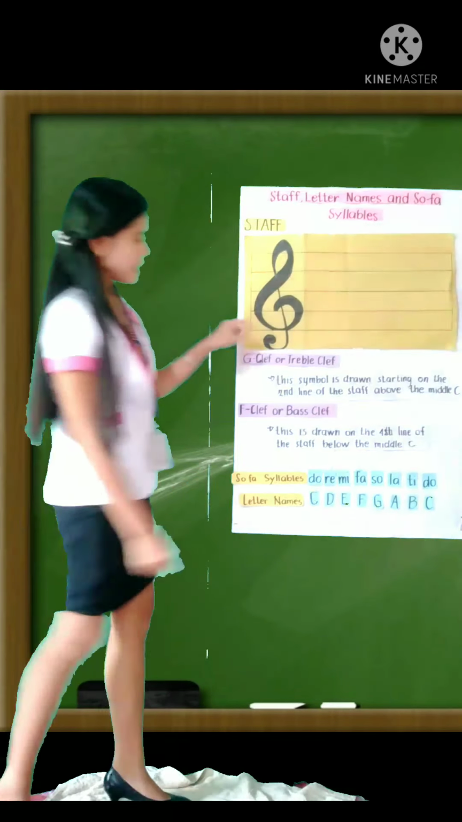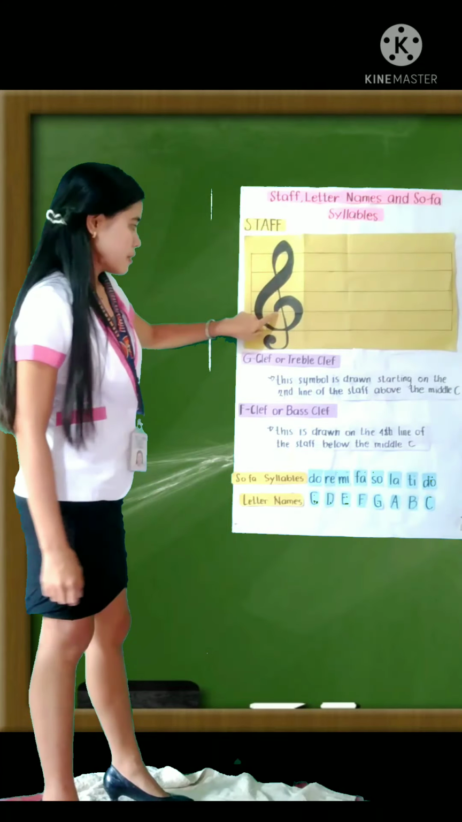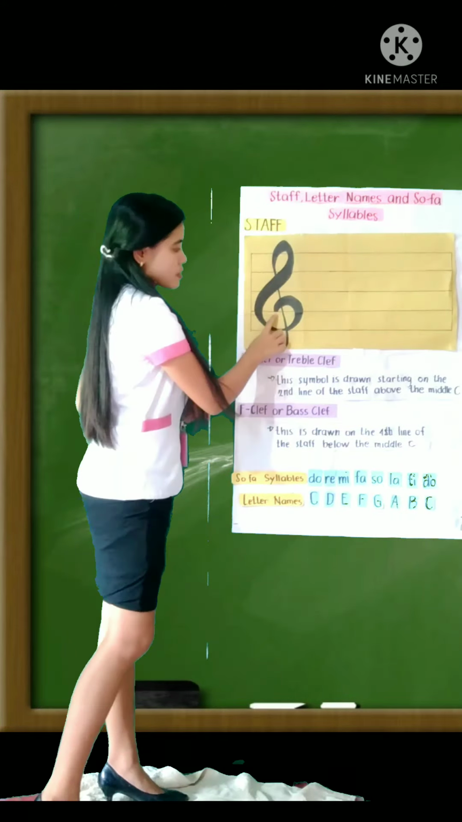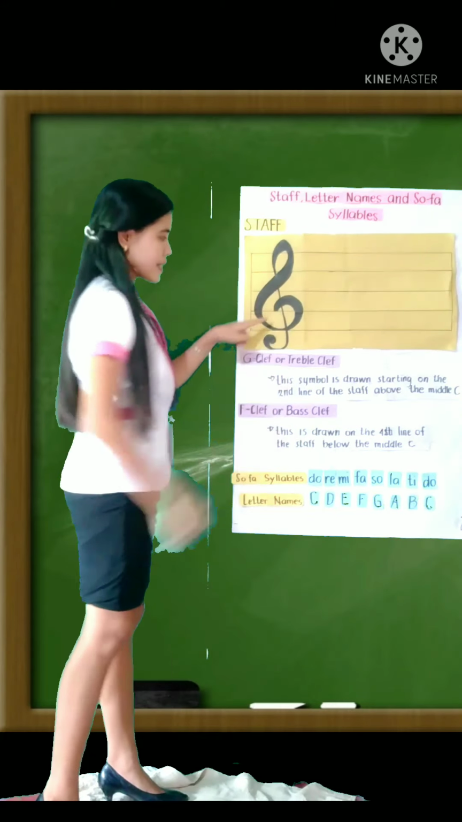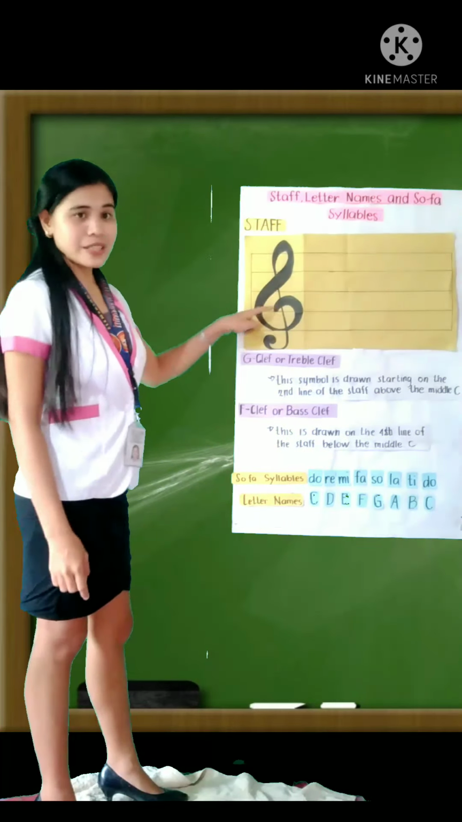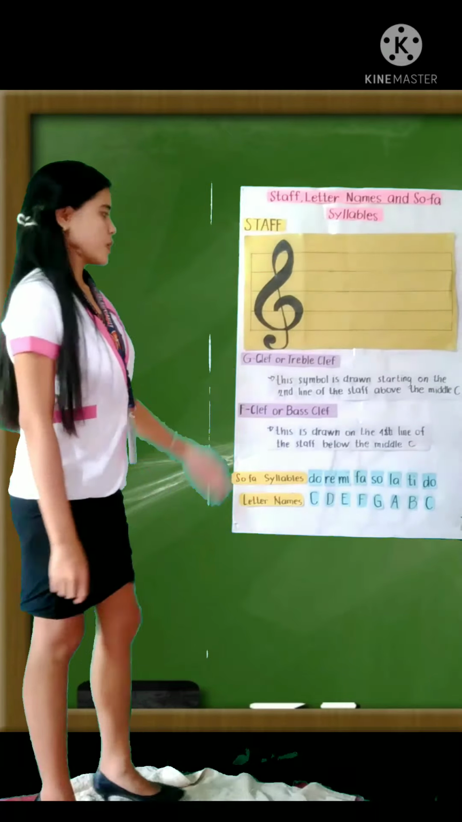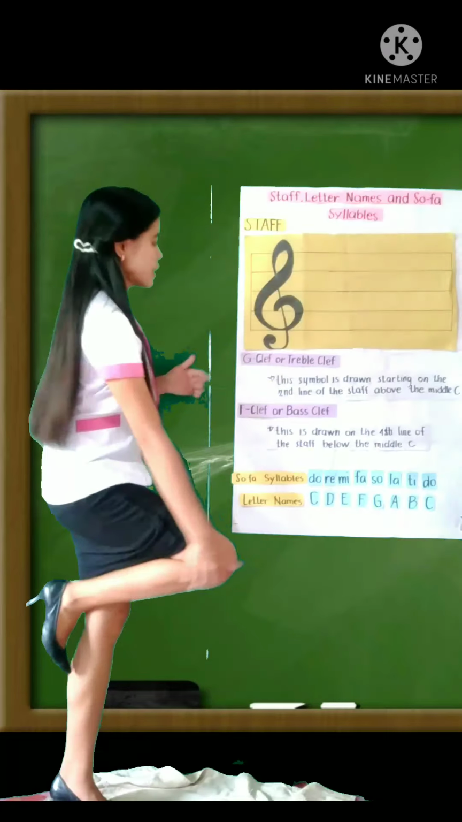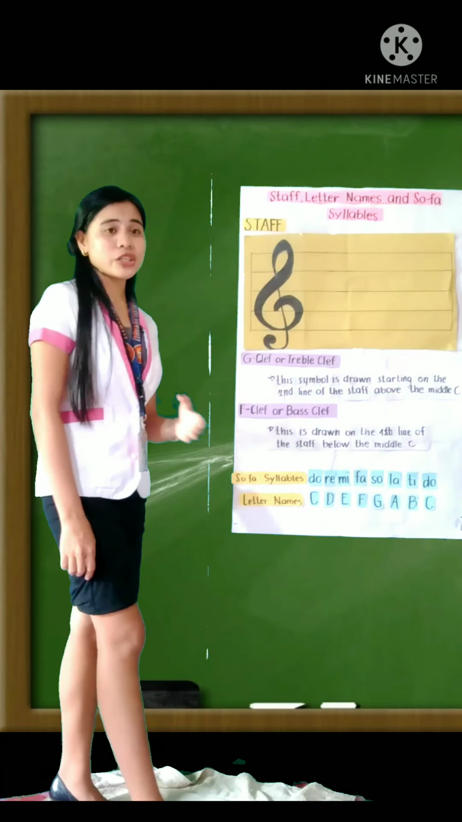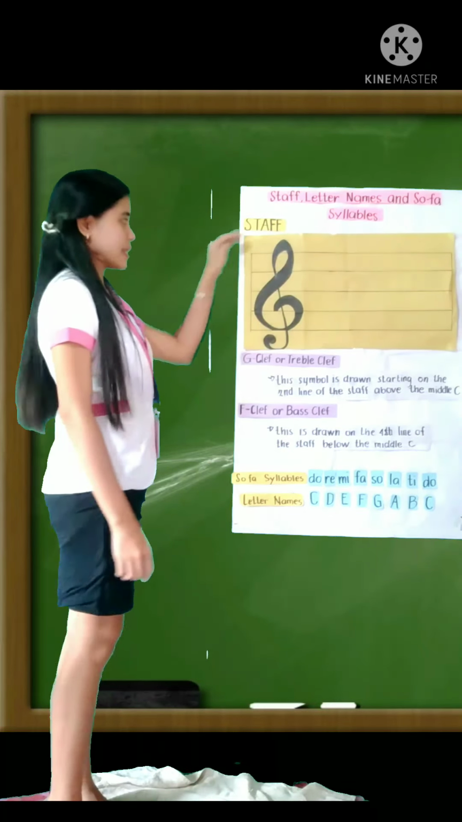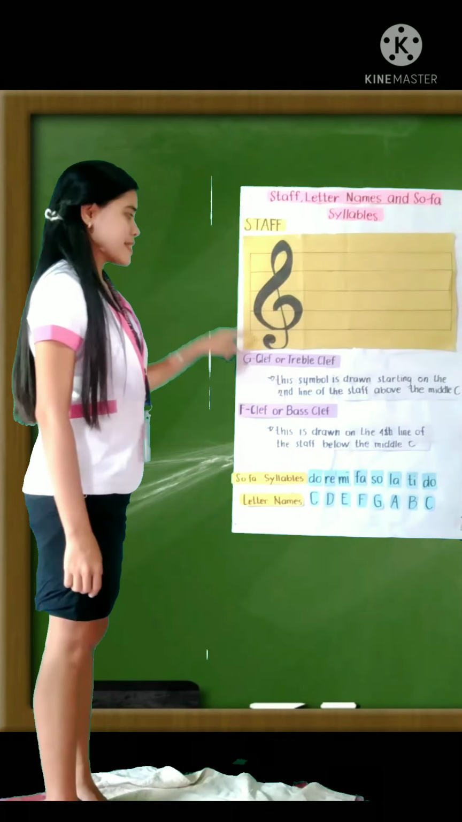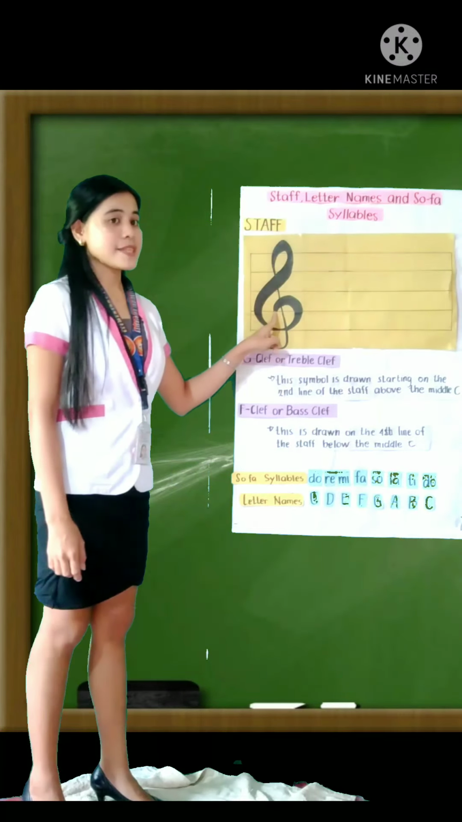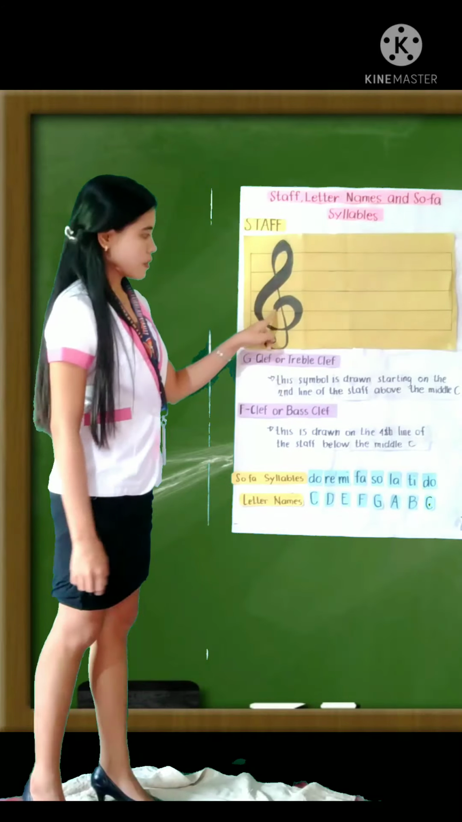So as you can see, this is drawn starting on the second line of the staff. So where is the second line of the staff? As I have told you earlier, as we count the lines, we start at the bottom, not at the top. So that means that the second line is here. So this is drawn at the second line of the staff. So here.